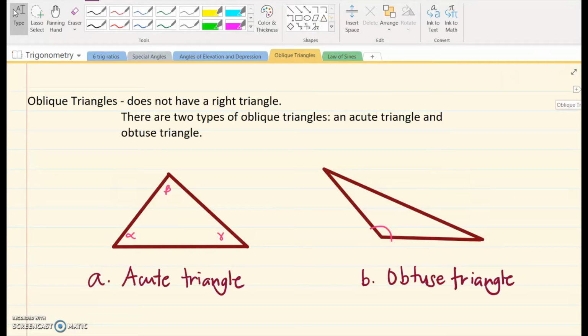So when we say oblique triangles, it does not have a right triangle or doesn't have a right angle in any of these two kinds of triangle. We have letter A, an acute triangle, and then letter B, an obtuse triangle. So that is the reason it is called oblique, since in any of the angles of both acute and obtuse, it does not contain a right angle.